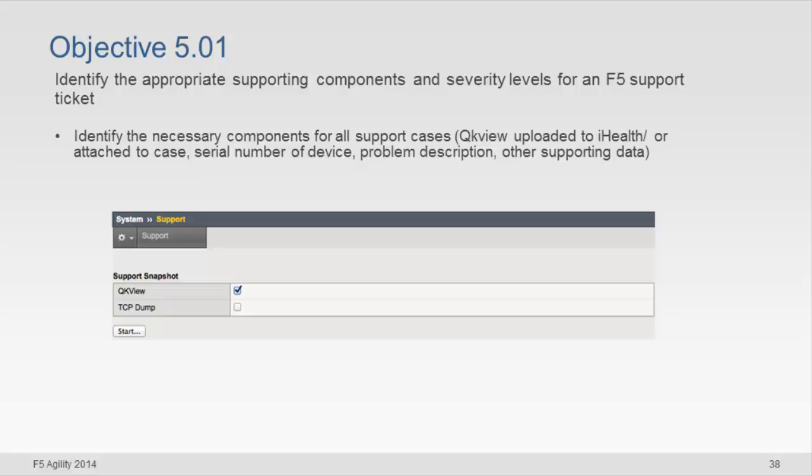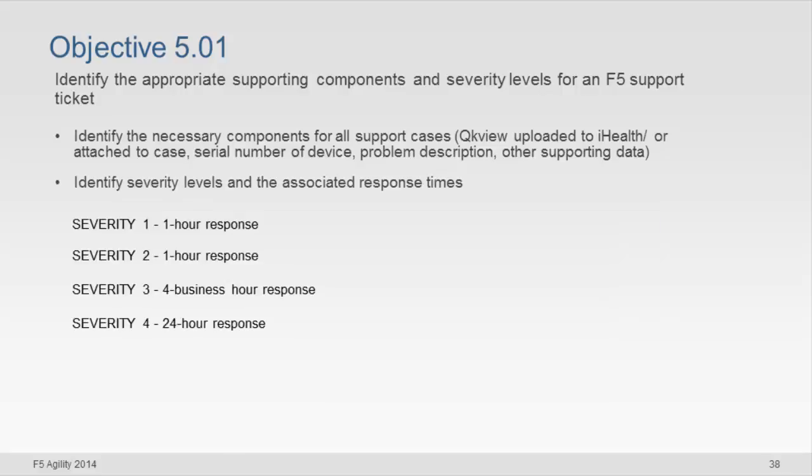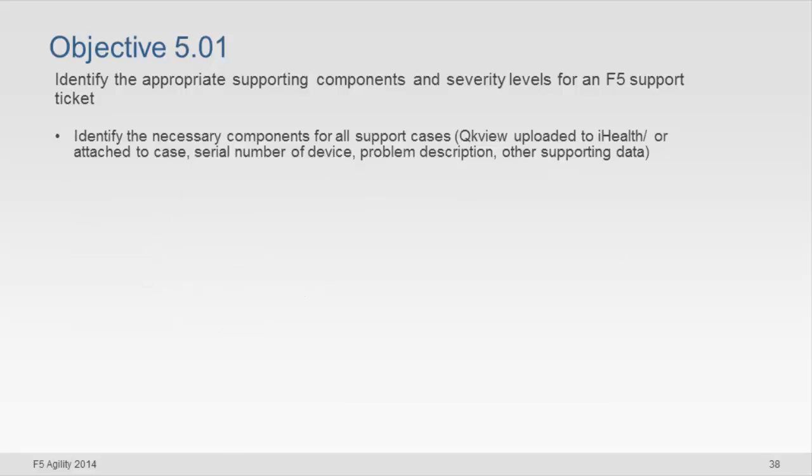If you did the QKview from the command line, it's actually going to stick that in a directory, and you're going to have to SCP that file off the box. So that's an extra step. If I do it in the GUI, I can do it right from the same interface where I'm kicking it off. I can just click a button and download it. Then you can upload it to F5.